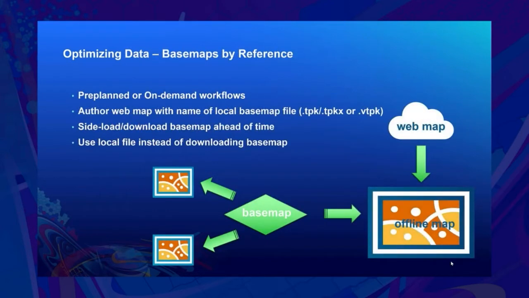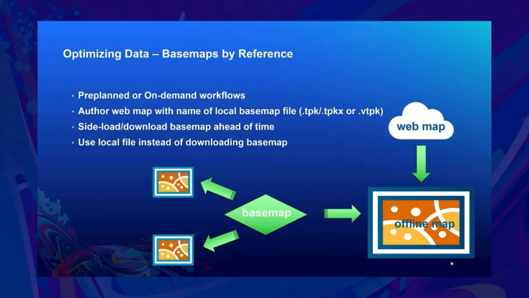So one of the first things you can think about when setting up your web map to be taken offline is basemaps by reference. And this is a workflow that's supported whether you're using a pre-planned or an on-demand workflow. So that's whether the web map is pre-configured with a set of map areas that were generated ahead of time, or whether you're asking your end users to take an area offline on demand each time they want to take an offline map. And how this works is that the web map author sets up their map, and in the offline settings section, they can supply the name of a local basemap file. That could be TPK or TPKX or VTPK. And we're expecting devices to have that basemap file available.